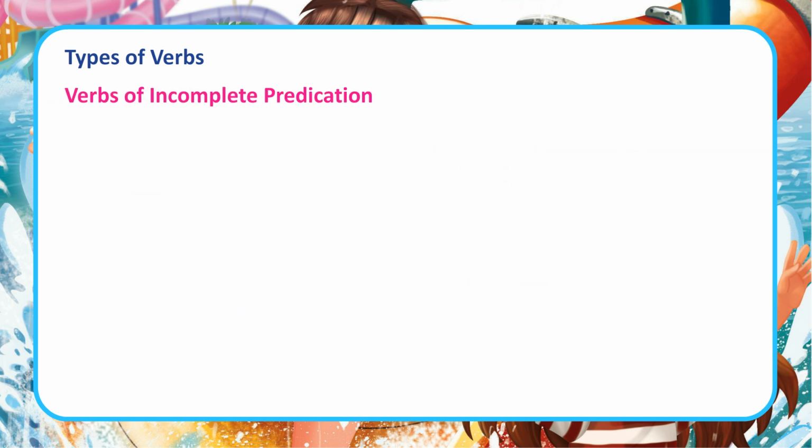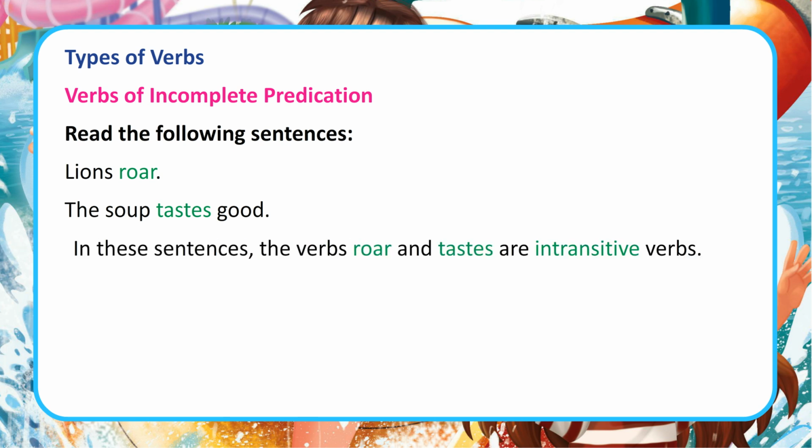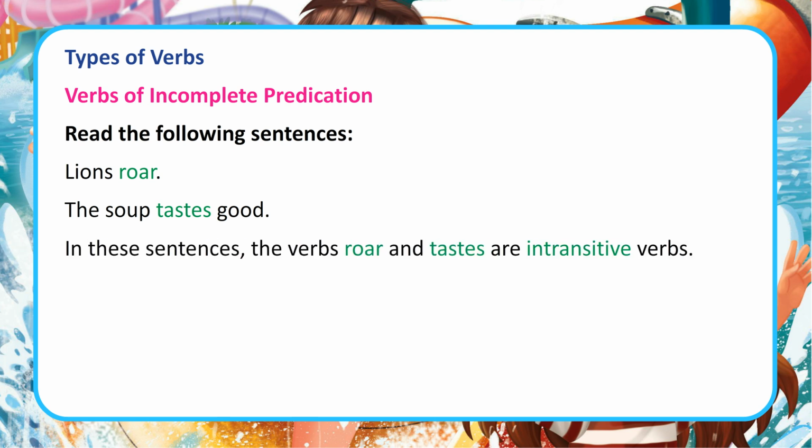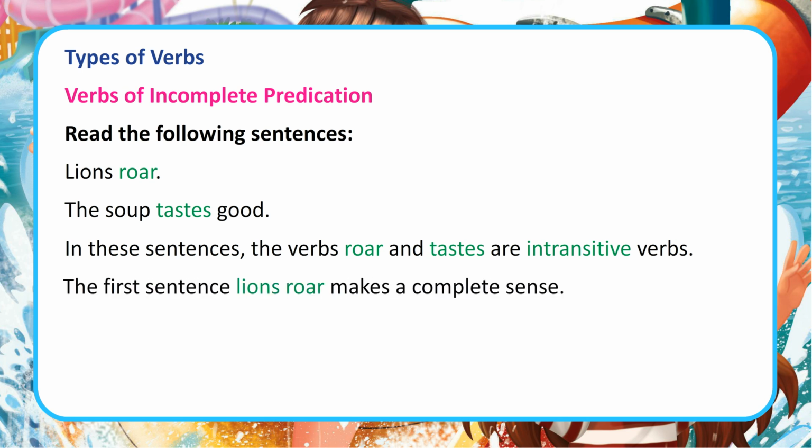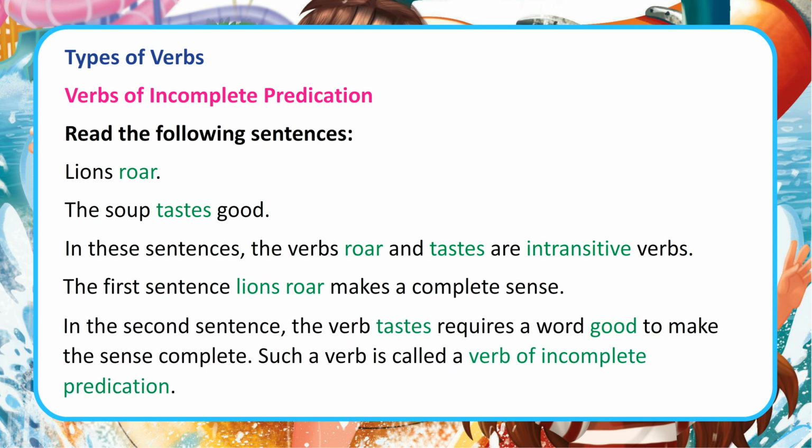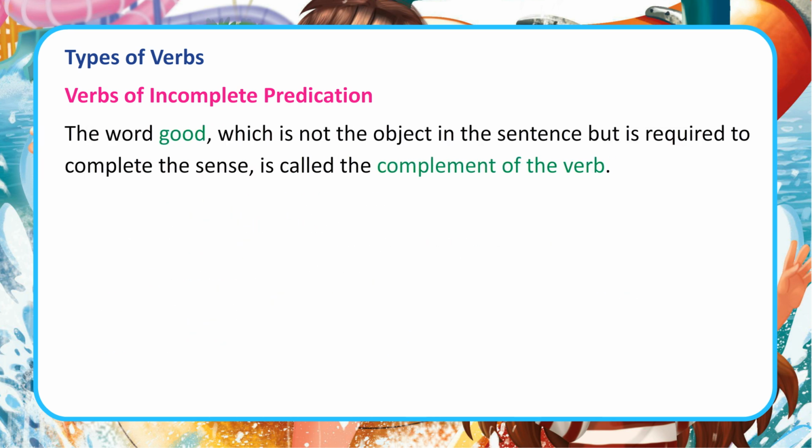Verbs of incomplete predication. Read the following sentences. Lions roar. The soup tastes good. In these sentences, the verbs roar and tastes are intransitive verbs. The first sentence, lions roar, makes complete sense. In the second sentence, the verb tastes requires the word good to make the sense complete. Such a verb is called a verb of incomplete predication. The word good, which is not the object in the sentence but is required to complete the sense, is called the complement of the verb.